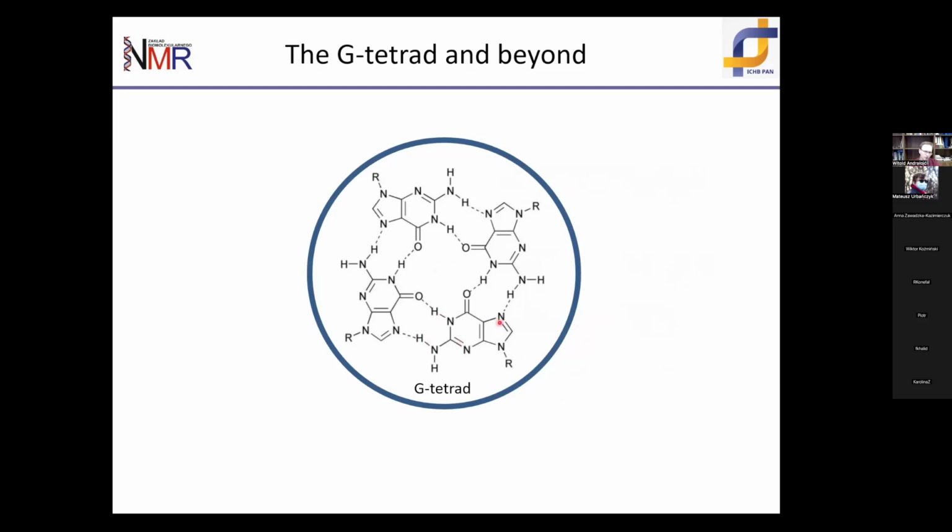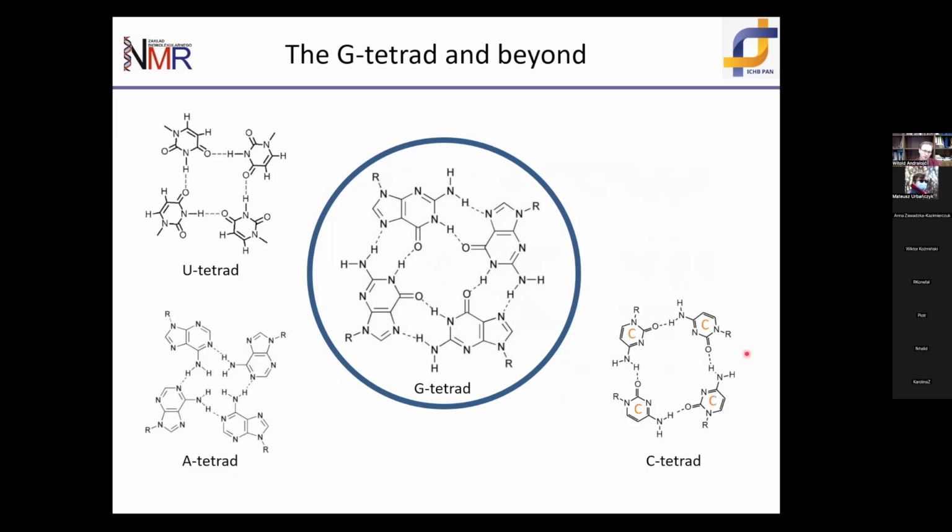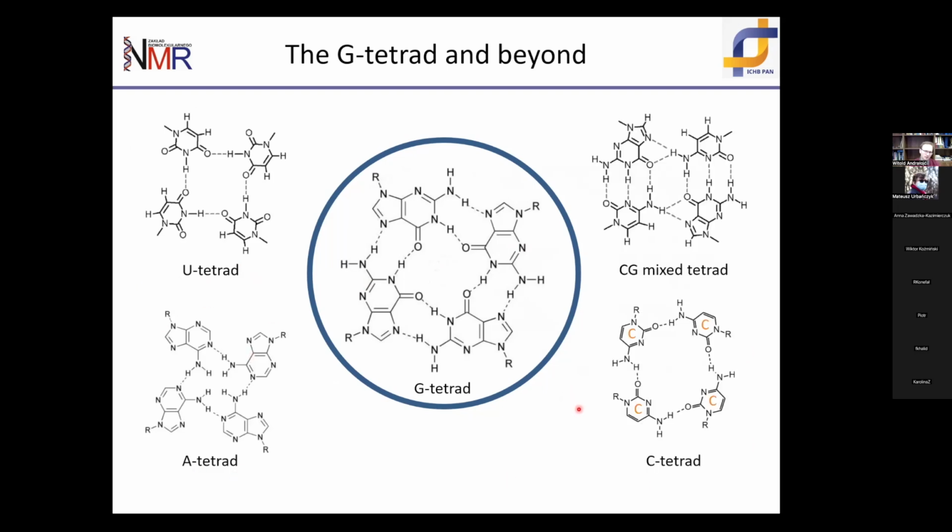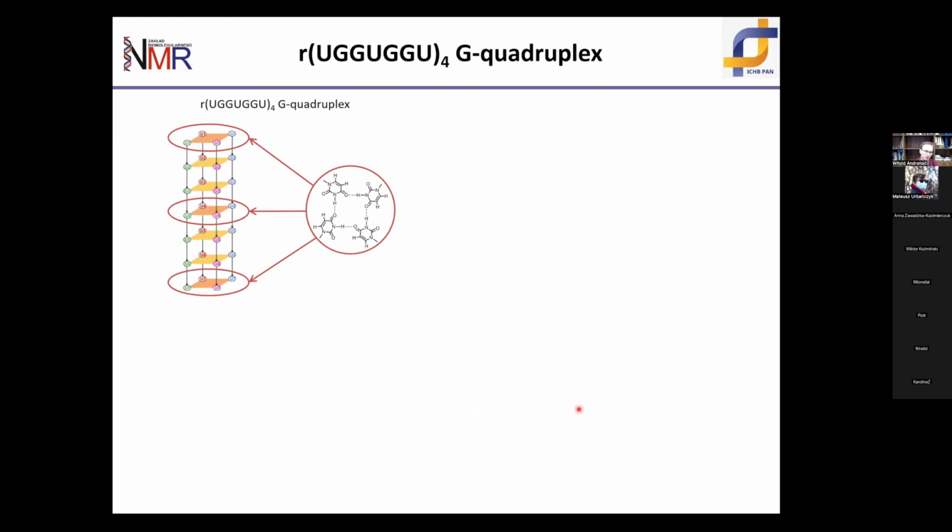However, when there's already a scaffold of several G tetrads that puts other bases in a conformation very, very favorable to form a tetrad, other kinds of tetrads can also form. And in quadruplex structures, we already observed formation of uridine tetrads, adenine tetrads, cytidine tetrads, and all kinds of mixed tetrads. If you have this scaffold of G tetrads, then also many other types of four-stranded interactions can form.